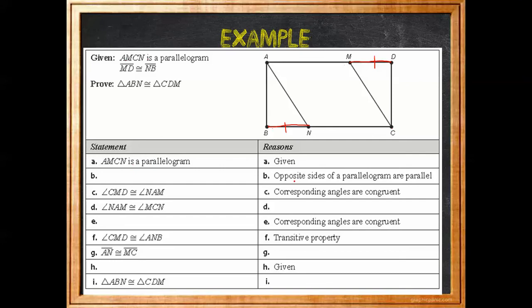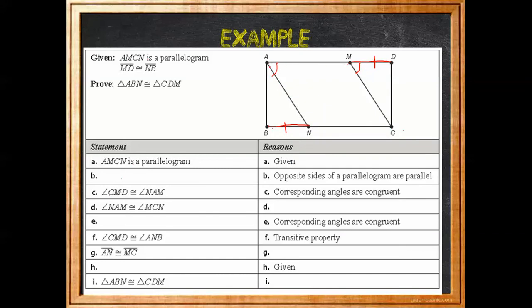If you look at the next reason, it says opposite sides of parallelograms are parallel. So in our statement here we're either going to put AM is parallel to NC, or AN is parallel to MC. To figure out which one we're going to use, we look at the next problem down here. It says CMD corresponds or is congruent to NAM. So they're going to talk about these two angles right here.